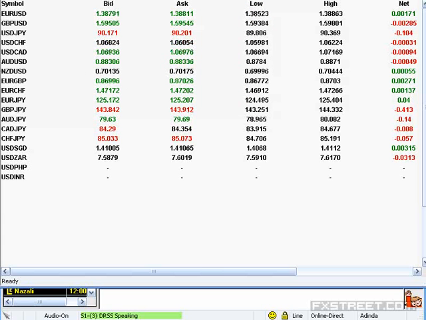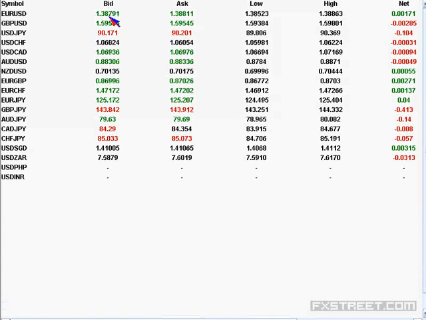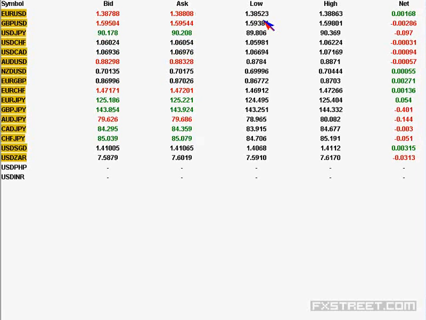Now currently, Euro is trading around 1.3879. The low is 1.3852, which was shown during the start of the Japanese session, and the high is 1.3886, and the net change is 16 pips positive. In the case of GBP, it is trading below 1.60, just 50 pips down from there. 1.5938 is the low, 1.5980 is the high, net change is 28 pips negative.